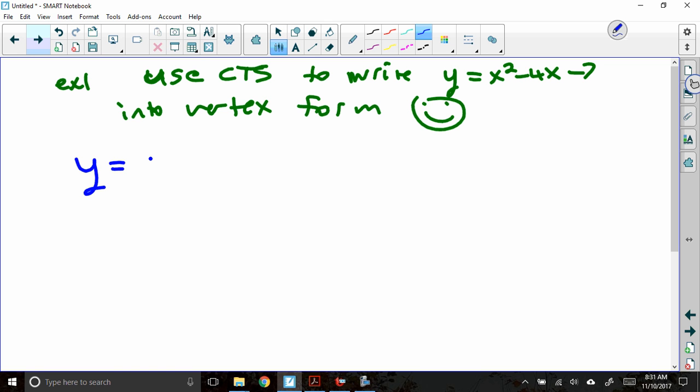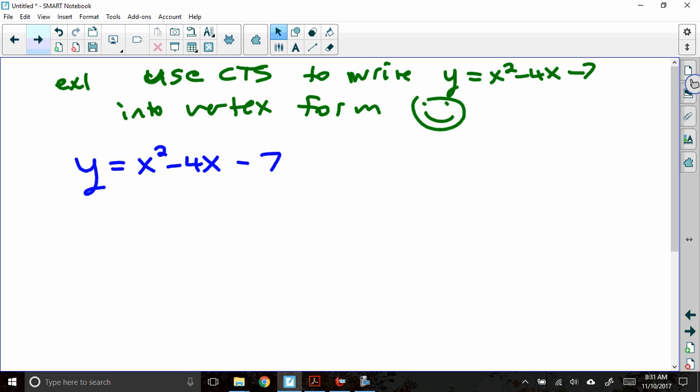Y equals x squared minus 4x. I dropped my marker, I'm switching my markers. There's a reason I'm doing this. This minus 7, I'm going to slide this minus 7 on down just a little bit because I need to leave some space.